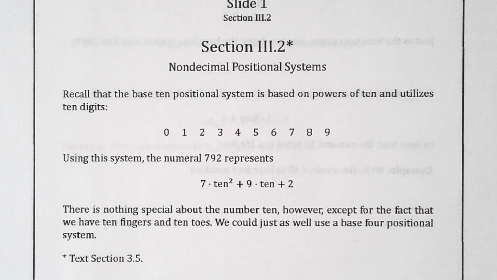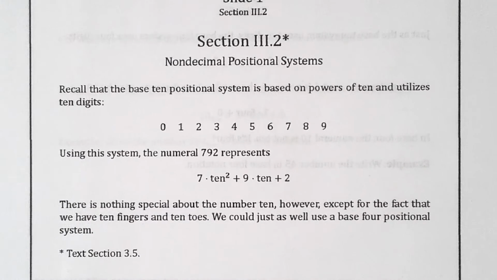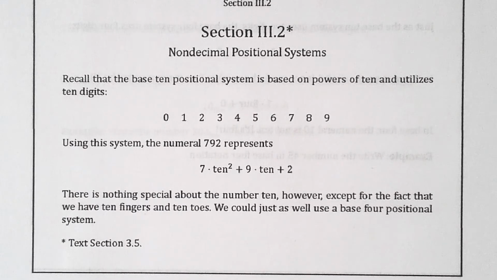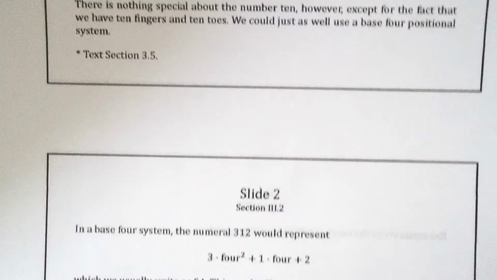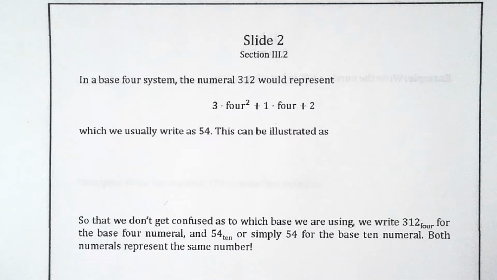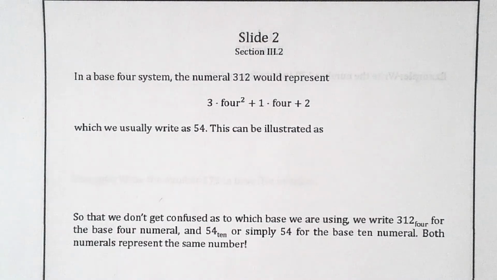plus 2. So we're using 10 as the base here, but there's nothing special about the number 10 on its own. We have 10 fingers and 10 toes, so it's convenient for us to think in terms of tens. But mathematically, there's no reason why we can't use some other number as a base. There's nothing special about the number 10. So for example, we could just as well use a base 4 positional system. In the base 4 system, the numeral 312 would represent 3 times 4 squared, 1 times 4, and 2, which we usually write as 54.